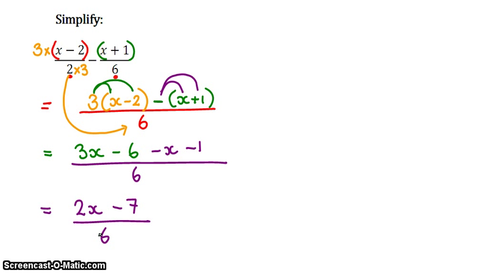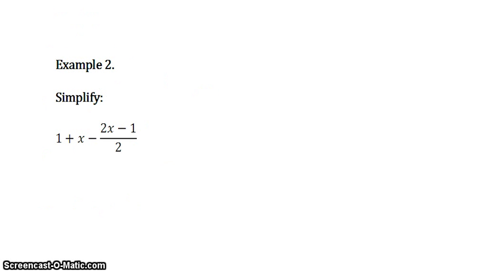Now I'm in a case where I could maybe possibly simplify that fraction, but there's 2 terms at the top. So if I could factorize, maybe I could cancel. But if I look at 2x minus 7, there's no common factor, not a difference of 2 squares, not a trinomial, and I can't do any grouping. So there's no way I could factorize and simplify that fraction, which means that is the simplest form that that fraction can be. Let's have a look at example 2.